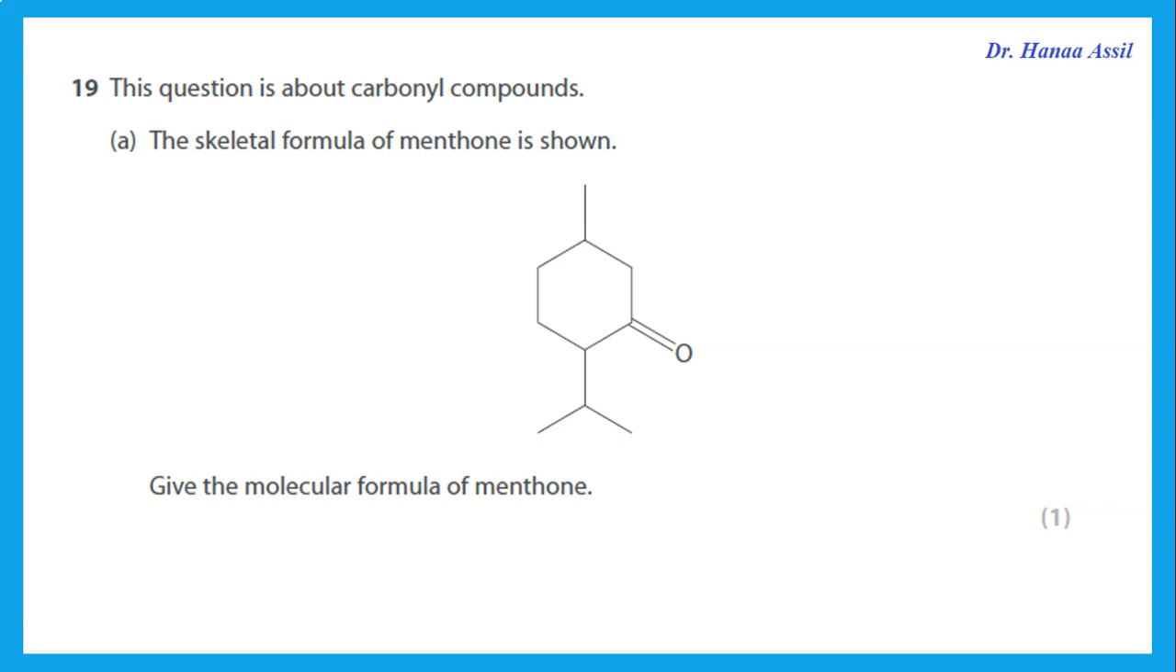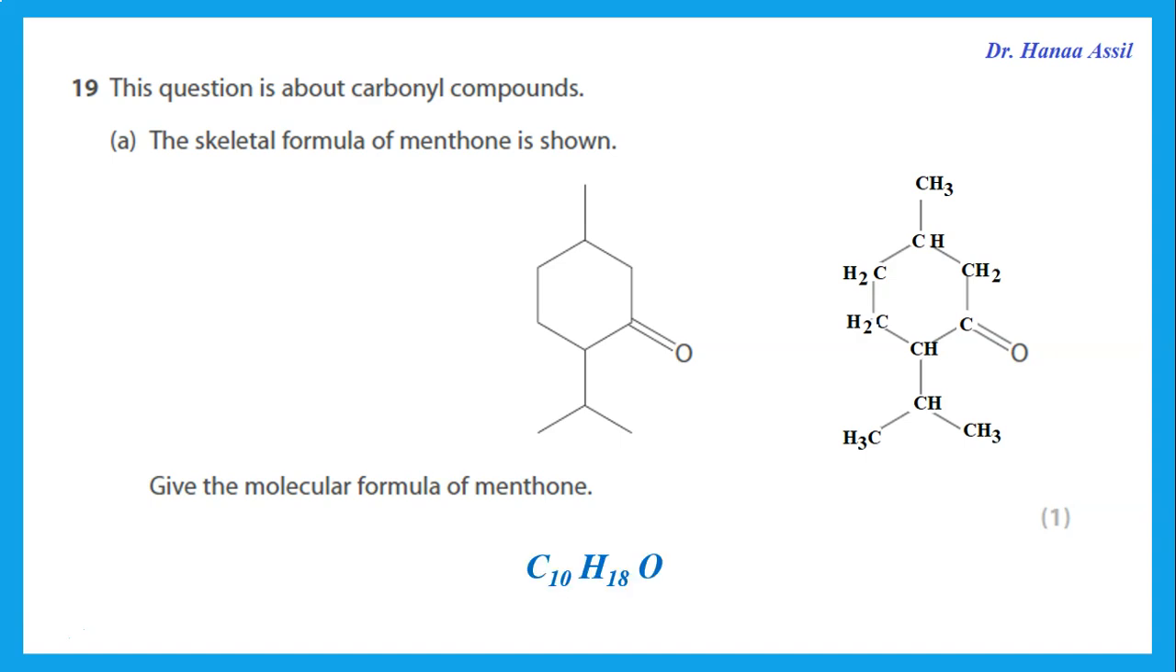Question 19 is about carbonyl compounds. We are given the skeletal formula of menthone. Give the molecular formula of this compound. Of course, in order to get the molecular formula, I write it out to see where the carbons and hydrogens are. Remember, each carbon must have a total of 4 bonds. If it doesn't have 4 bonds, then you complete it with hydrogen. So this is the molecule, and if we add all the number of carbons, hydrogens, and oxygens, it comes out to C10H18O.